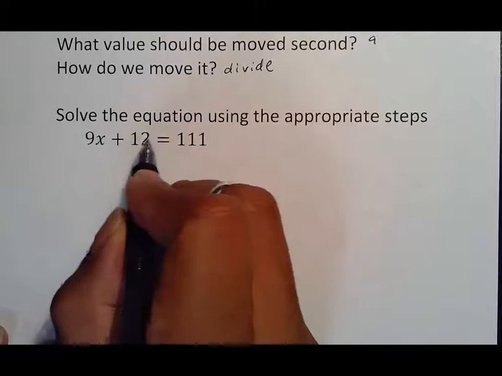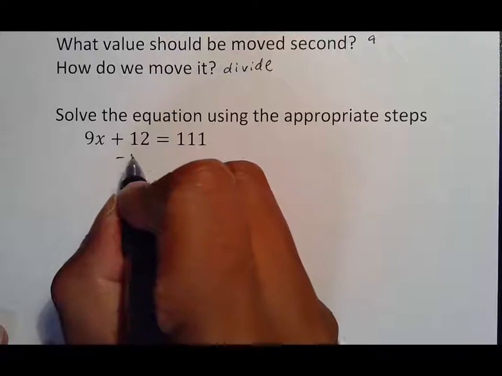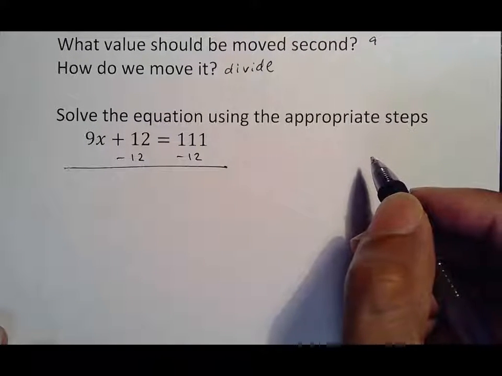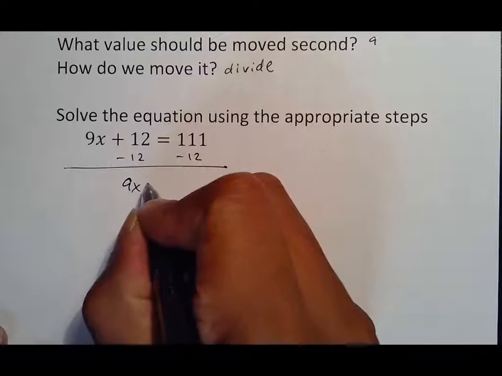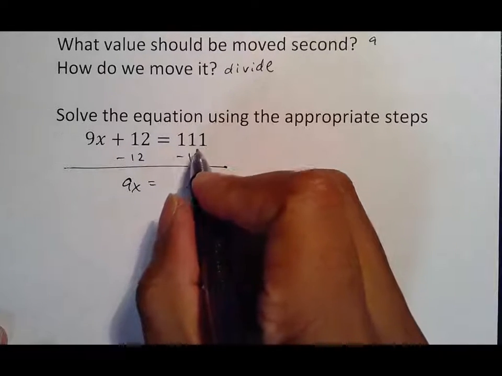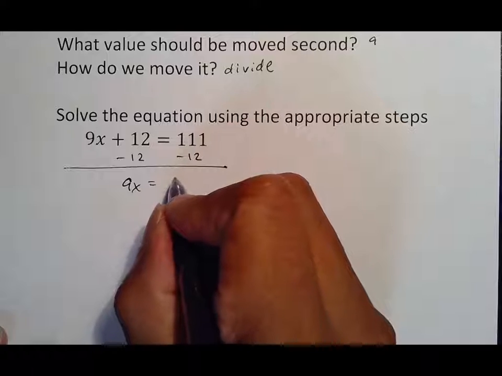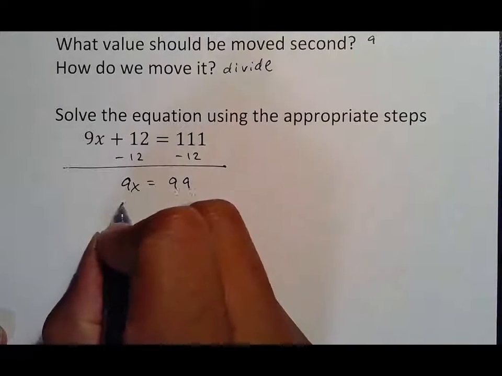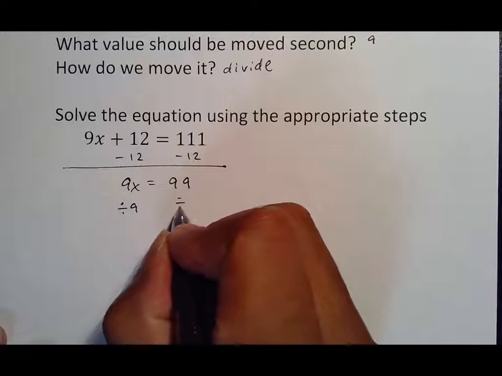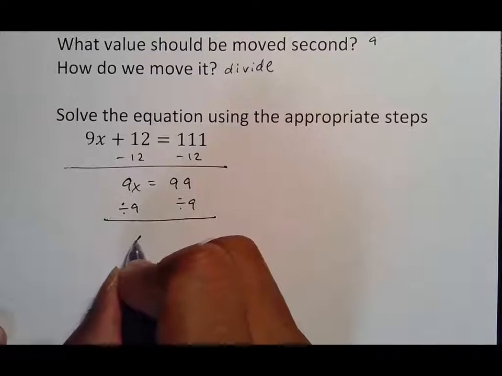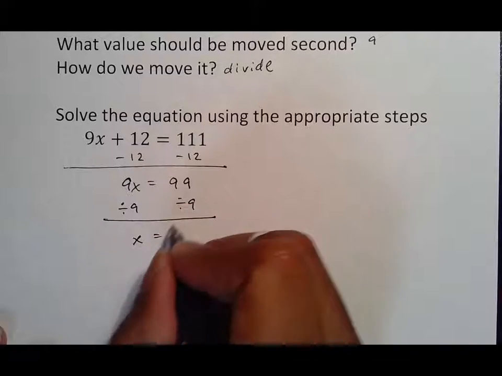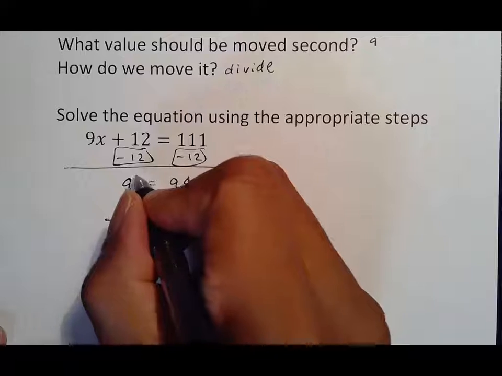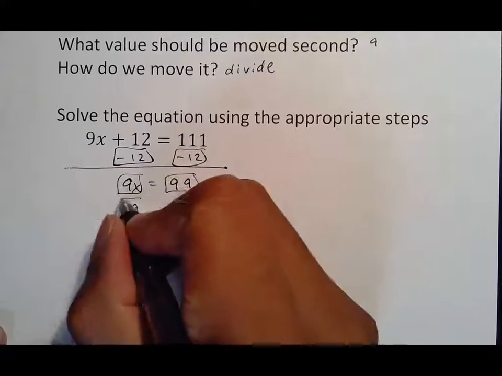First thing we're going to move again is the addition subtraction number, which is your 12. So we're going to subtract 12 and subtract 12. We get 9x equals, I believe that's 99. Then from there, divide by 9, divide by 9. Again, the 9's go away, so x comes down. 99 divided by 9 is 11. And once again, for those who need to see the boxes, I'm sorry I didn't do that on your last one.